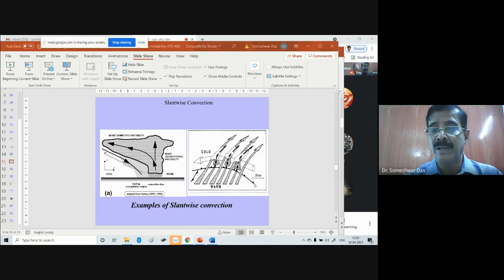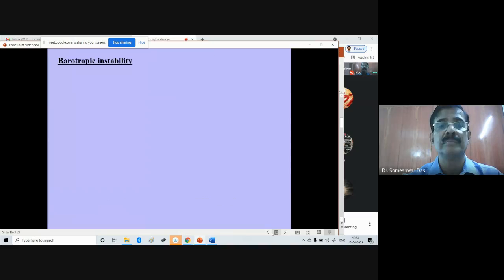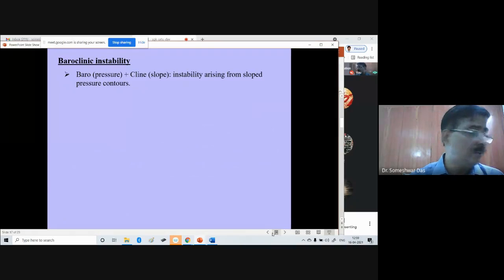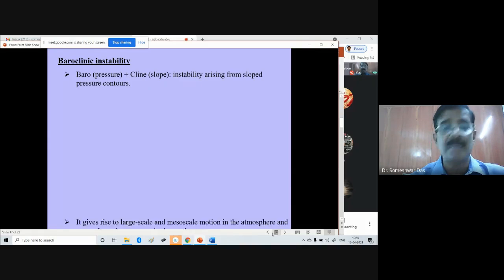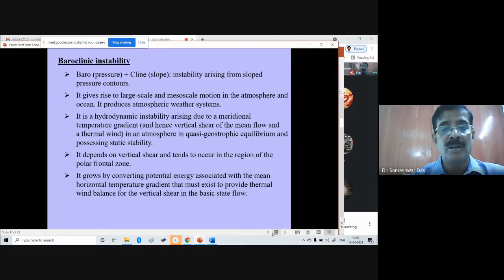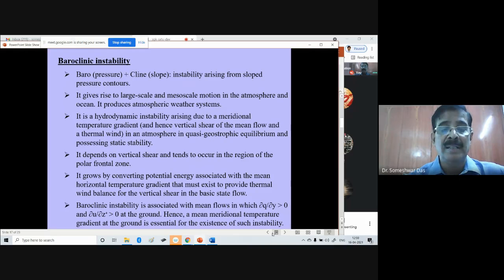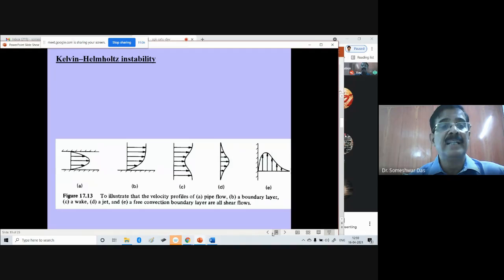And yesterday we also discussed, not in detail, barotropic instability. We already discussed that briefly. And also we discussed the baroclinic instability, again only qualitatively, not really the details of the equations involved in barotropic instability and the baroclinic instability. We just talked about the general features of these two types of instability. Then there is another instability called the Kelvin-Helmholtz instability.